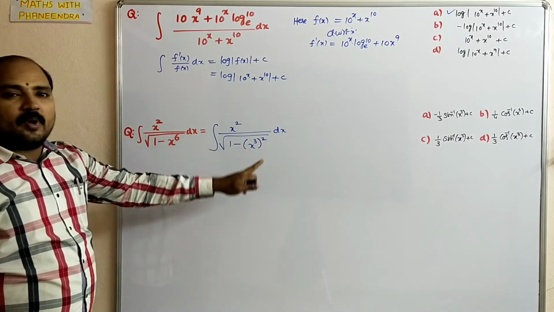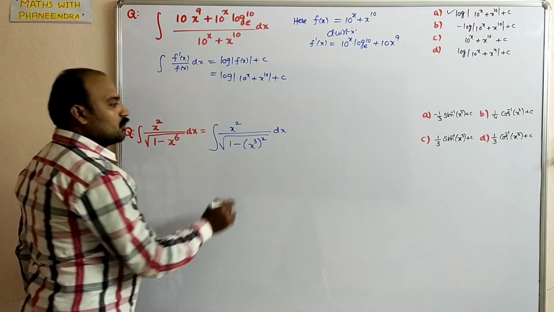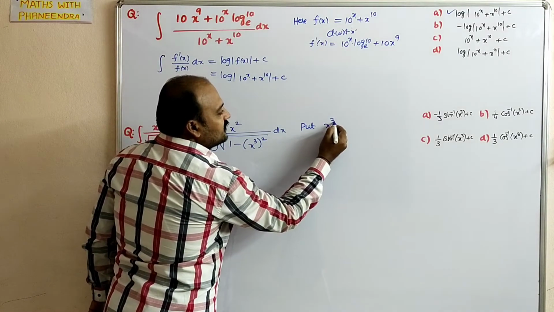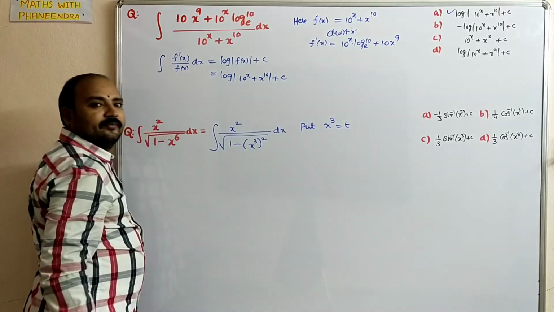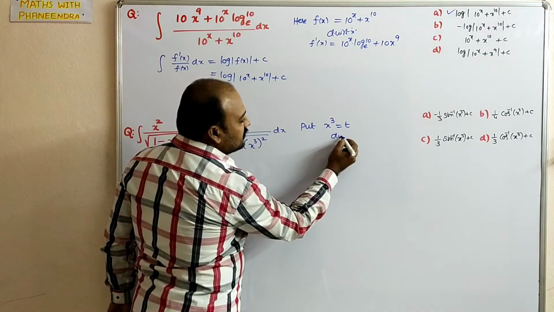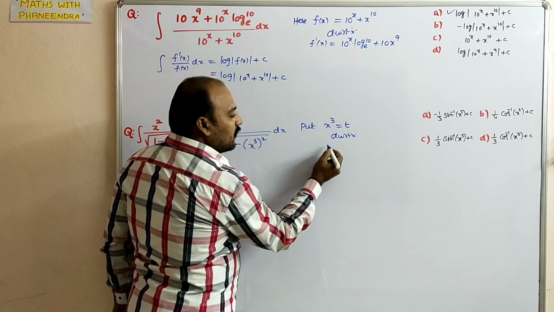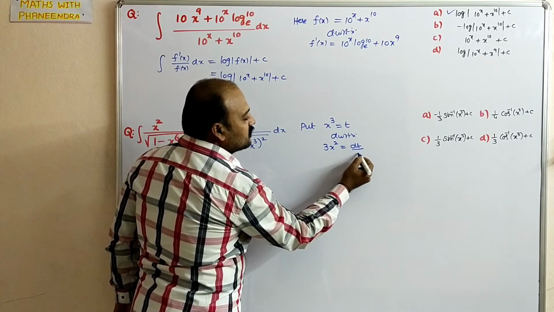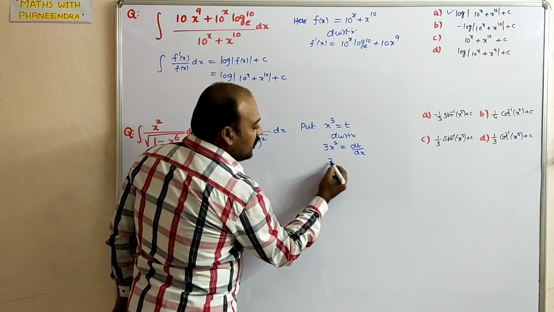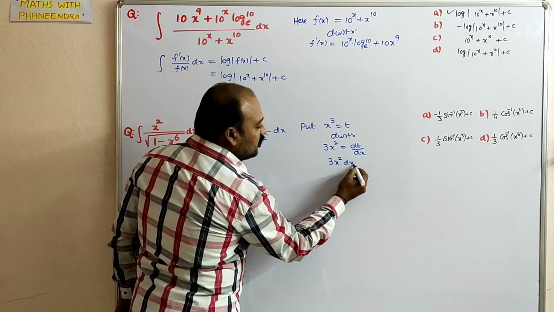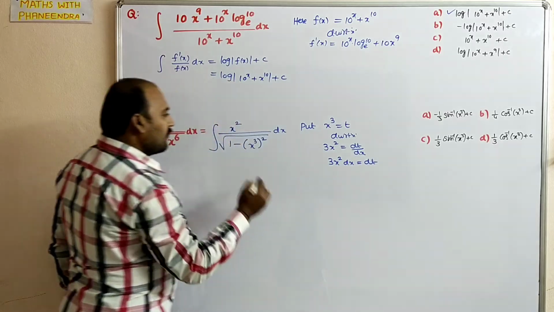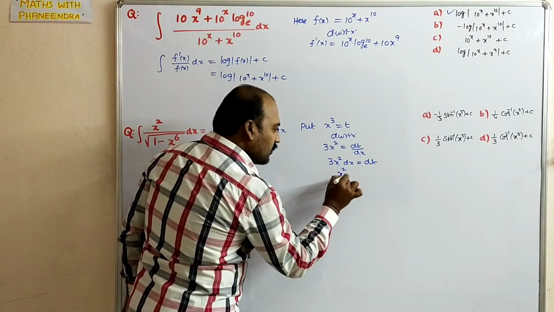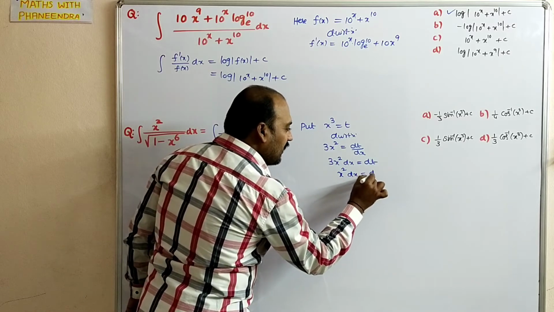So can we write it like this, x power 3 whole square into dx? (a power m) whole power n is a power mn. So put x power 3 equal to t. Differentiate with respect to x. X power 3 derivative is 3x square, equal to dt by dx. Cross multiply, so 3x square into dx is equal to dt. But I want only x square dx now, so 3 we can take here. X square dx is equal to dt by 3.